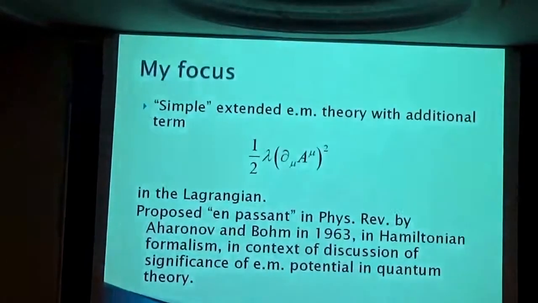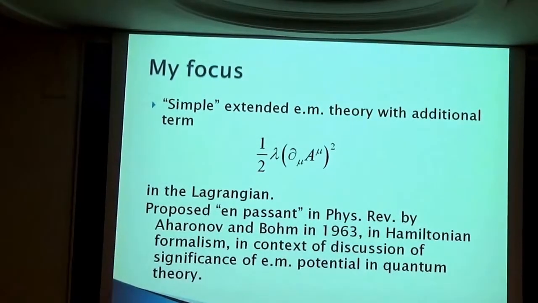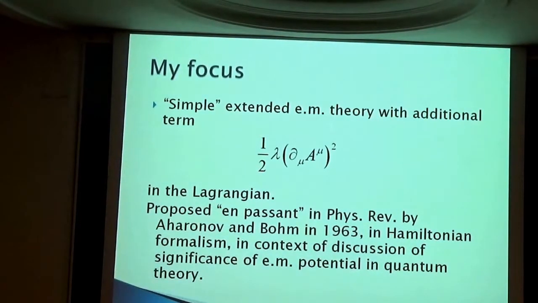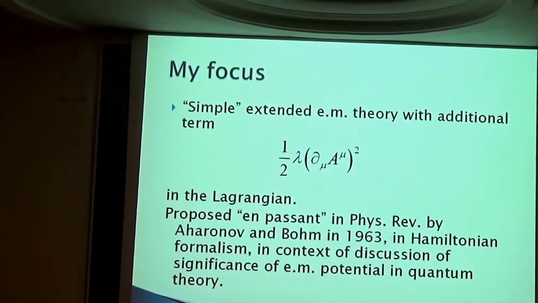My focus here is to talk about this simple extension of the electrodynamic theory, which was proposed, let's say, en passant by Aharonov-Bohm in 1963. It just requires adding one additional term to the electromagnetic Lagrangian, which is the four-divergence of the potential vector squared. This was proposed at first in Hamiltonian formalism, in the context of a discussion of the significance of the electromagnetic potential for quantum mechanics and the Aharonov-Bohm effect and so on.